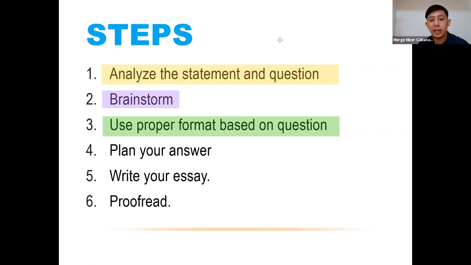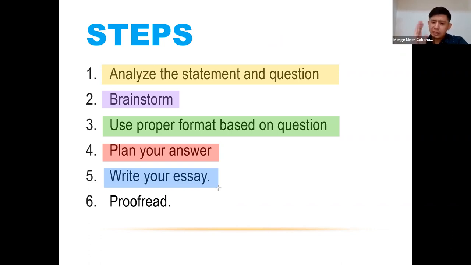Next is we plan your answer. I'm going to put a red highlight on plan because this is what many people always tend to forget. So you need to plan your answer. You need to make sure that your answers are carefully thought of. Then write your essay. Look at that. Writing the essay is only the fifth step.